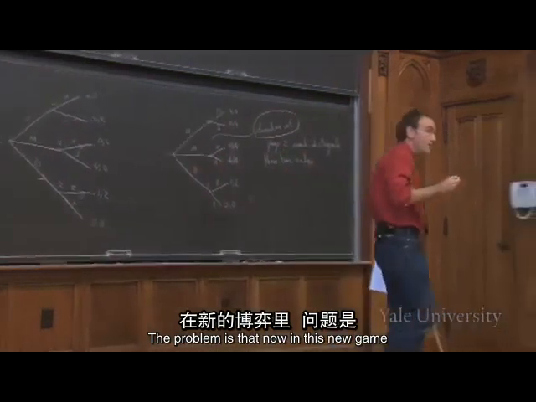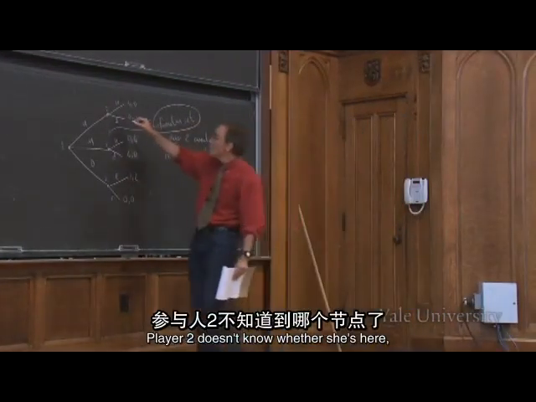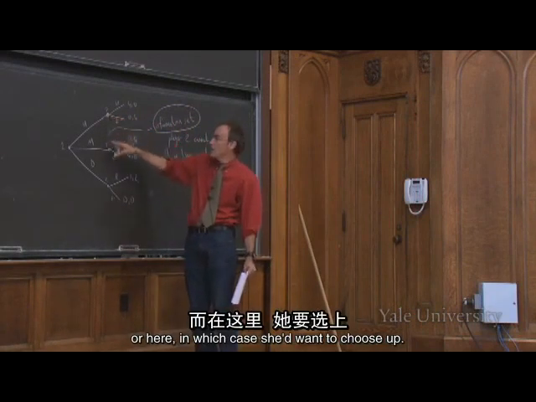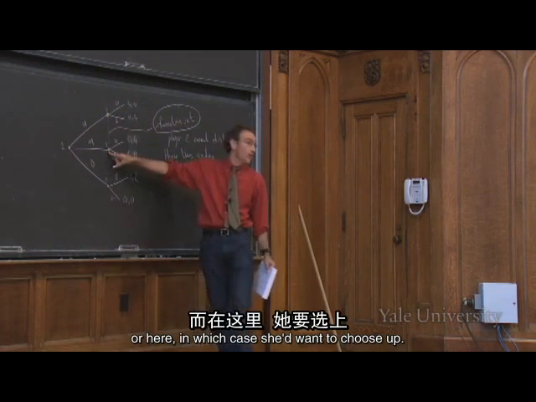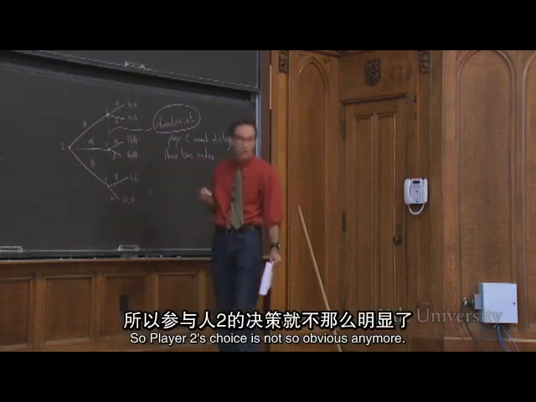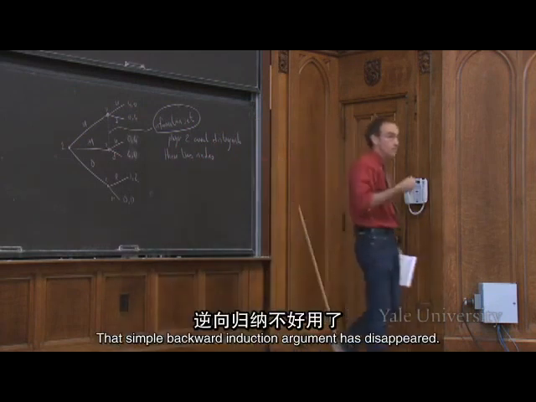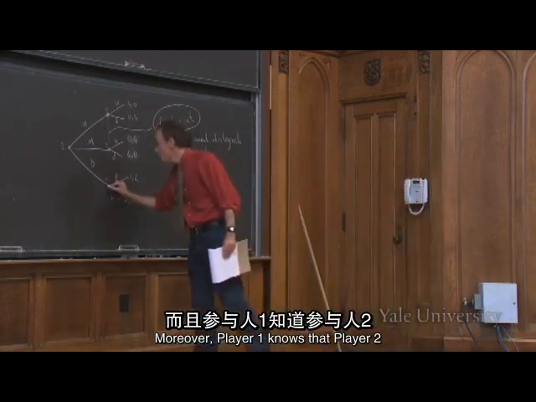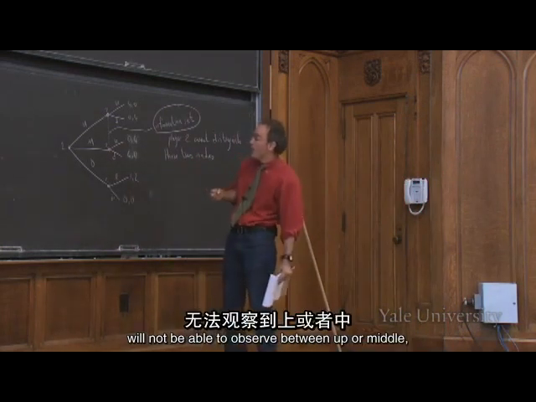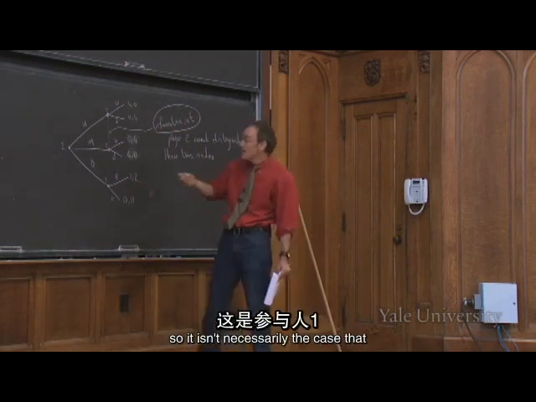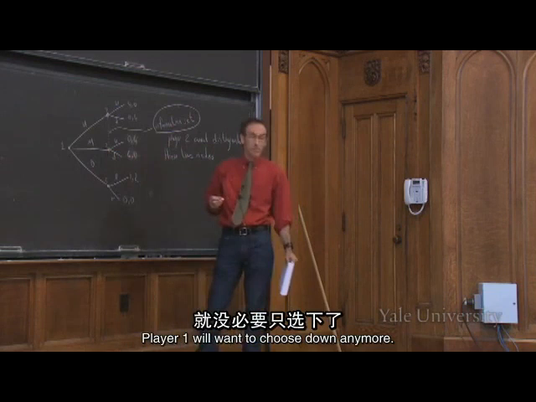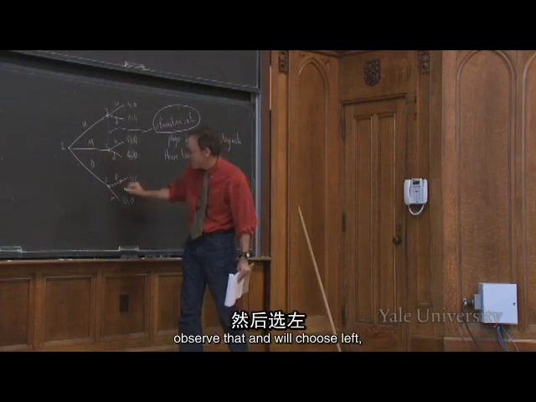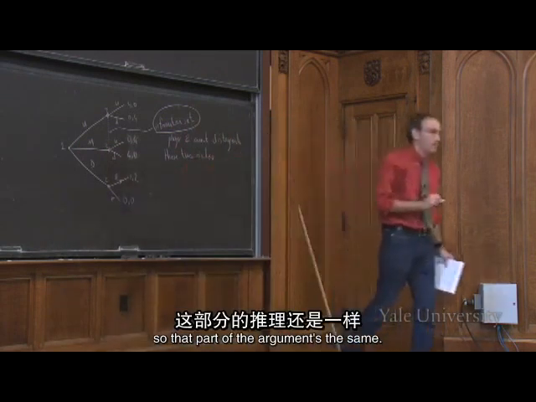The problem is that now in this new game, player 2 doesn't know whether she's here, in which case she would want to choose down, or here, in which case she'd want to choose up. So player 2's choice is not so obvious anymore. That simple backward induction argument has disappeared. Moreover, player 1 knows that player 2 will not be able to observe between up or middle, so it isn't necessarily the case that player 1 will want to choose down anymore. It's still true that if player 1 did choose down, player 2 would be able to observe that and will choose left. So that part of the argument's the same.